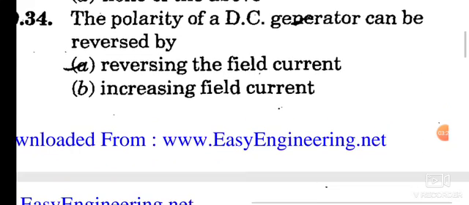Question number 34. The polarity of a DC generator can be reversed by reversing the field current. Option A is the correct answer.